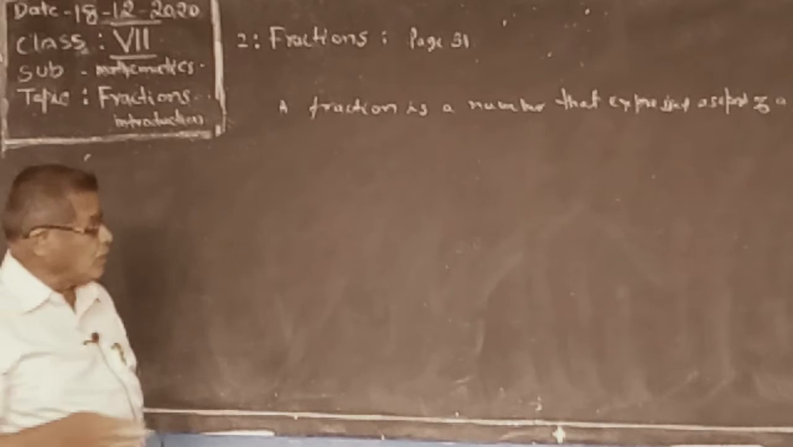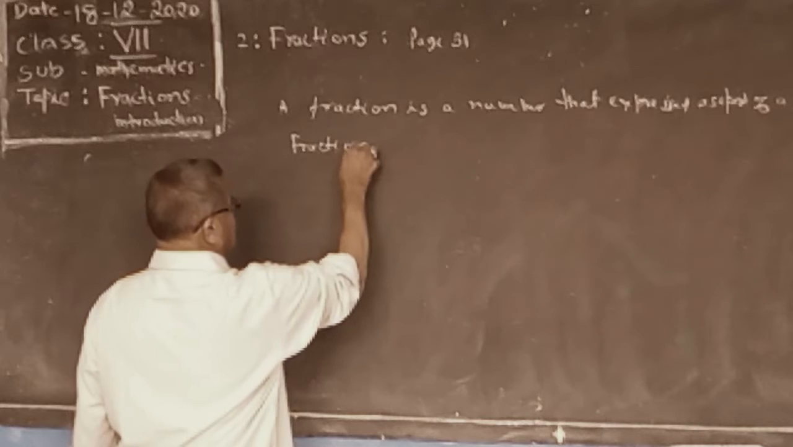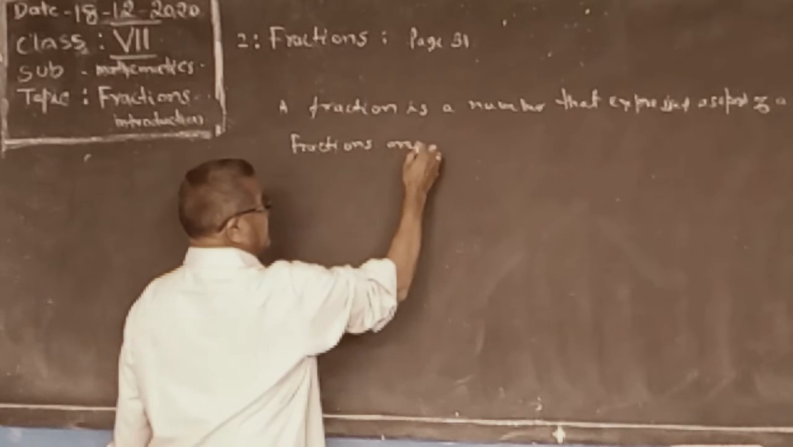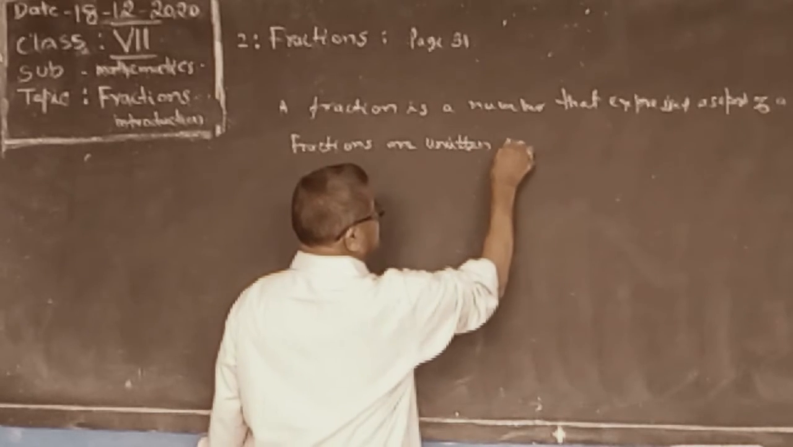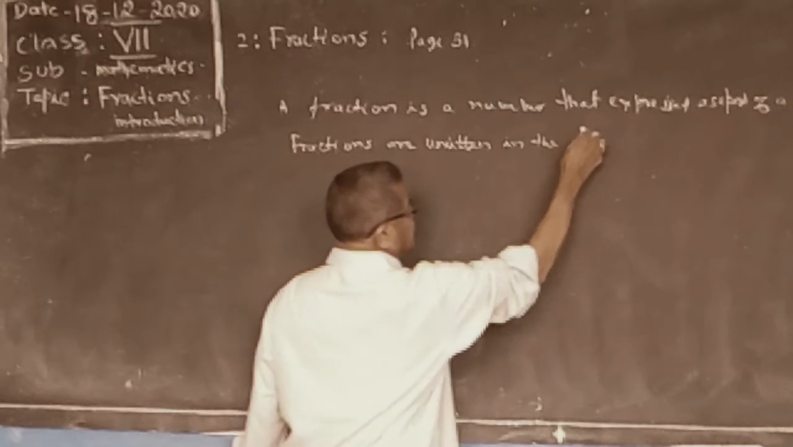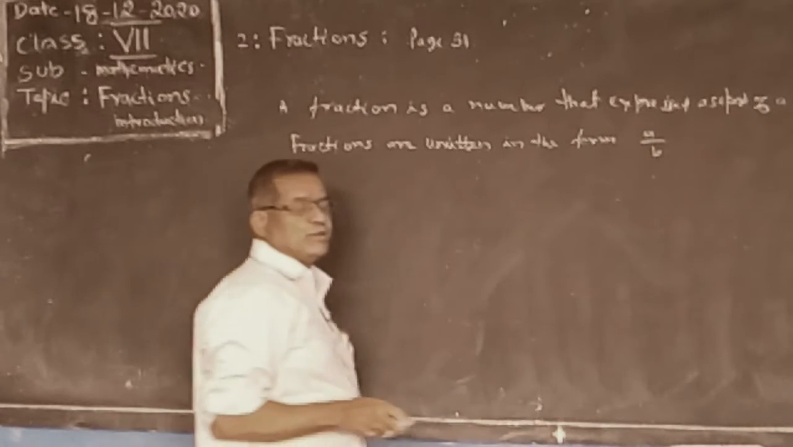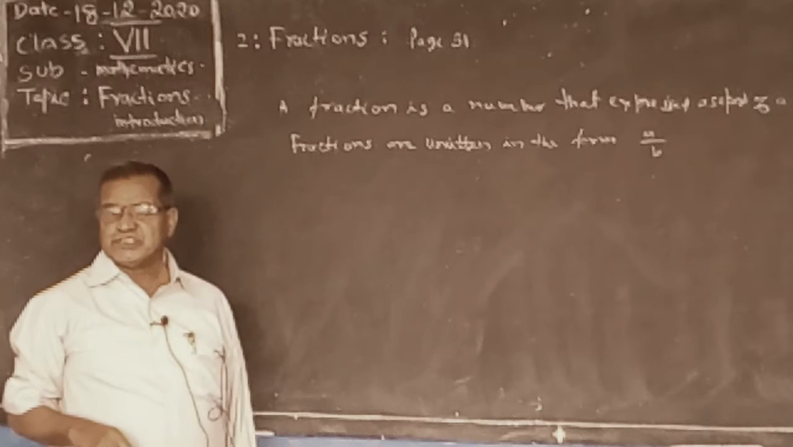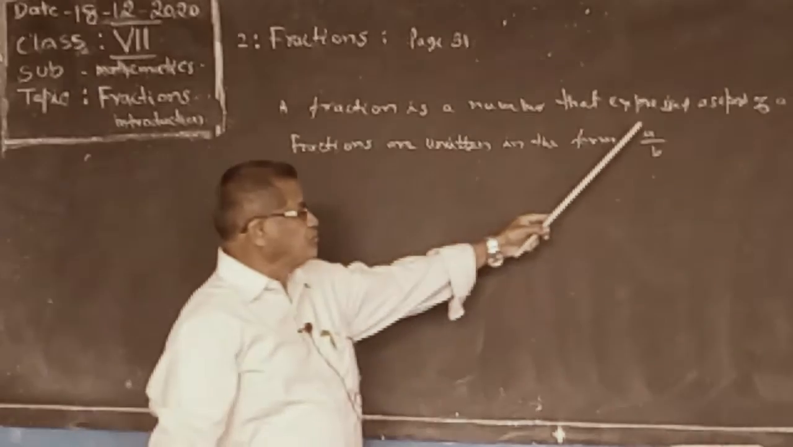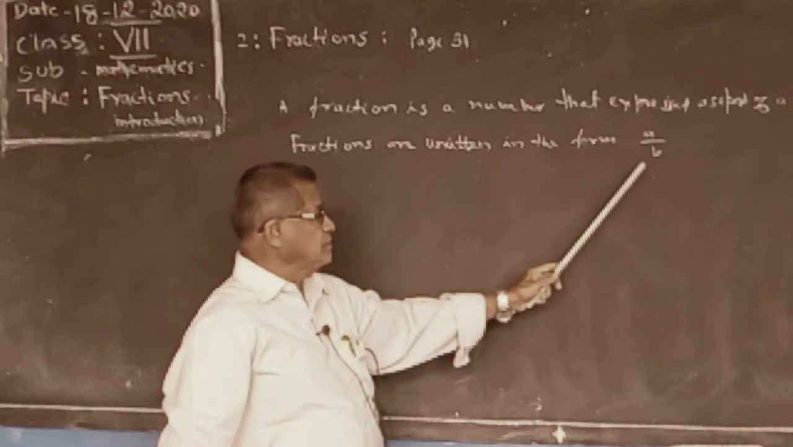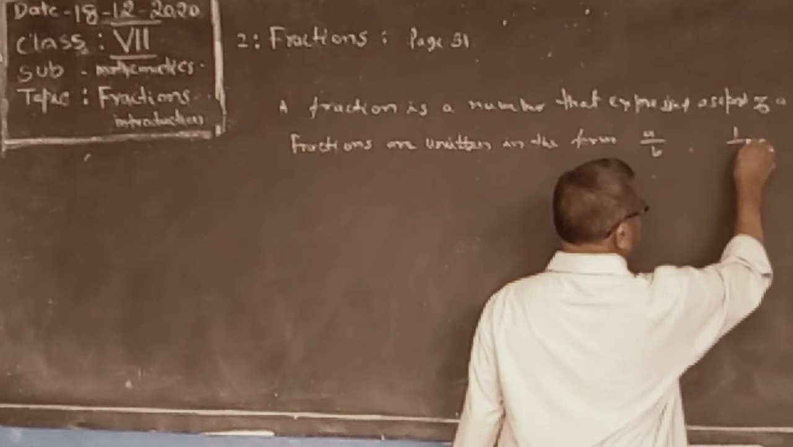Fractions are written in the form of a by b, where a is the numerator, b is the denominator. Upper part is the numerator, this is the denominator. Examples: 1 by 4.